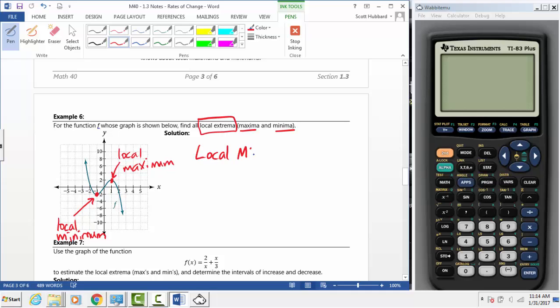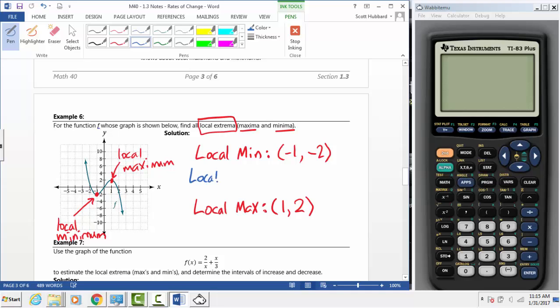Now, we're pointing at a graph, but the way we express that is that we say, okay, the local max, let's do the local min first. The local min occurs at, we just do the xy pair. So the x value is -1, and the y value, it looks like it's -2. And same thing for the local max. The local max is going to be at 1, 2.